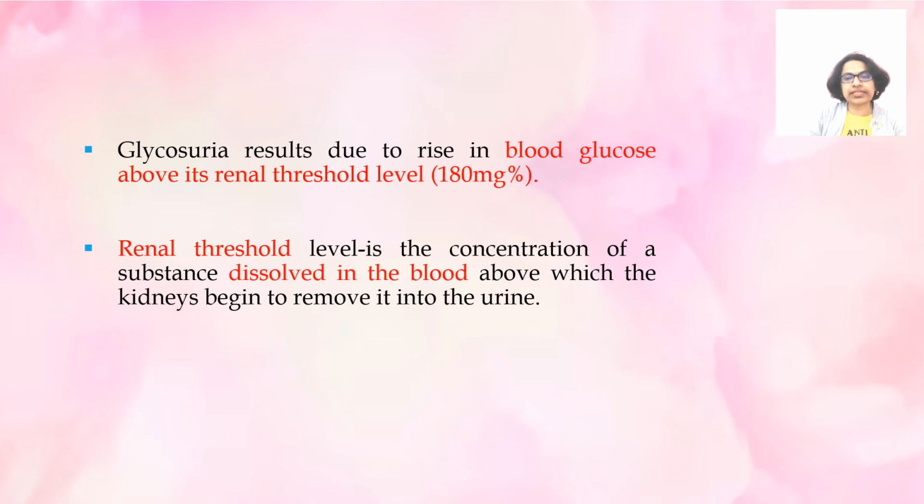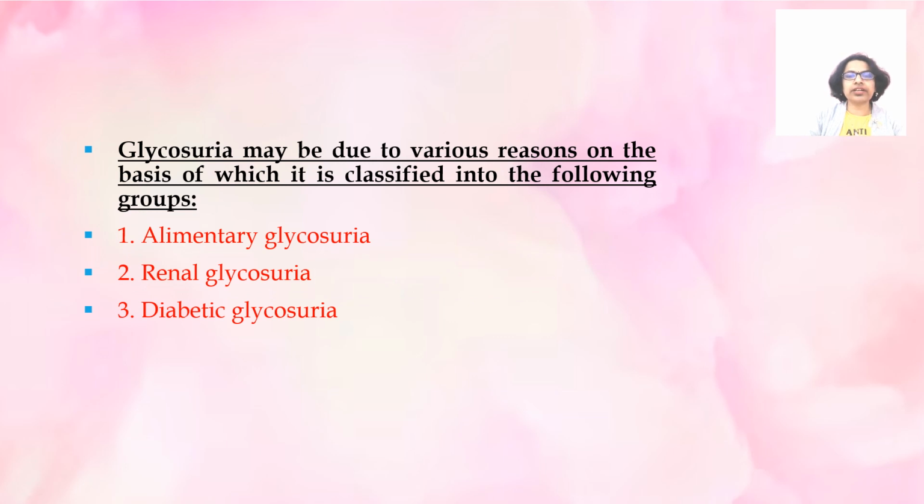Renal threshold level is the concentration of a substance dissolved in the blood above which the kidneys begin to remove it into the urine. So we can consider the normal renal threshold as 180 milligram. Once the blood glucose level crosses it, the glucose is excreted by the kidneys. It may be due to various reasons, on the basis of which it is classified into three groups: alimentary glycosuria, renal glycosuria, and diabetic glycosuria.